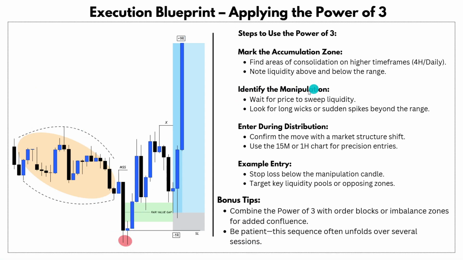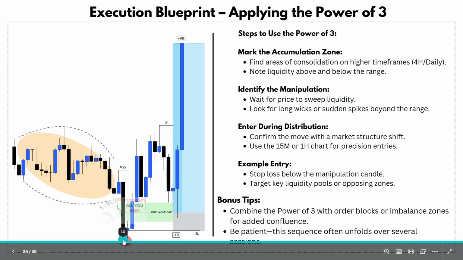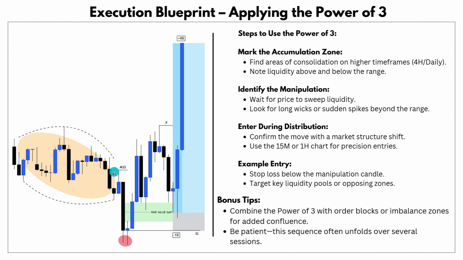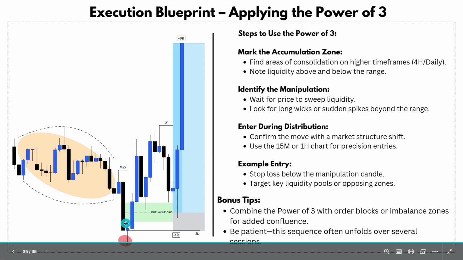Identify the manipulation. Wait for price to sweep liquidity. Look for long wicks or sudden spikes beyond the range. As we can see here, price pushed down lower and wicked down here to push up higher and give us a firm body break up in structure of this old high right here. This is our market structure shift, signifying that this was merely a liquidity sweep. Price did not want to push down lower here. It just went down here to grab liquidity to push higher, continuing this trend.